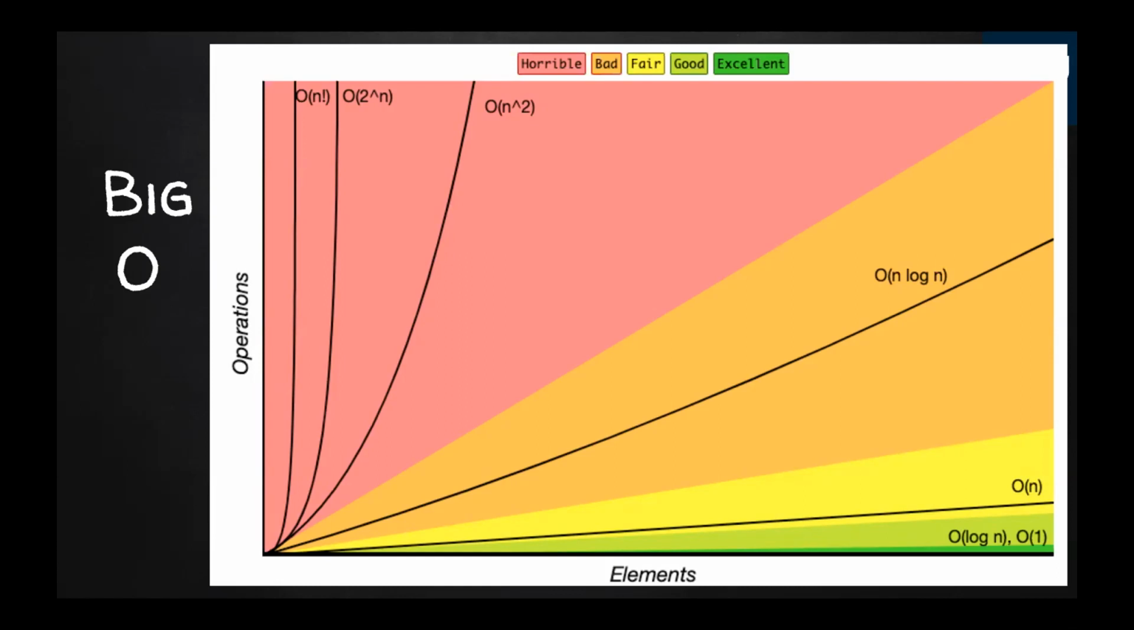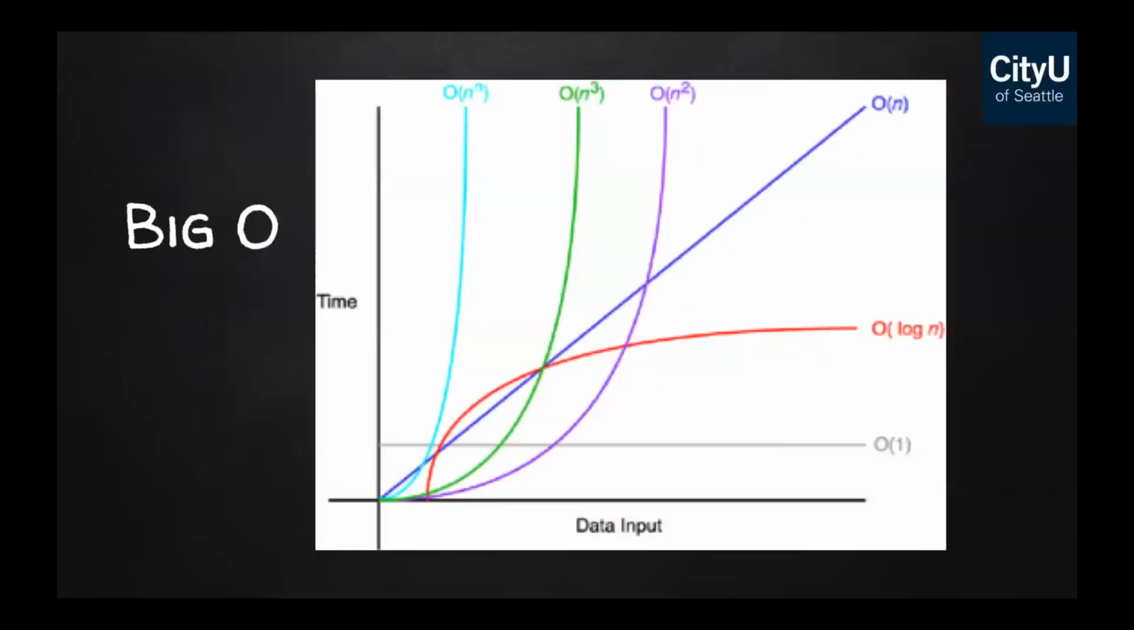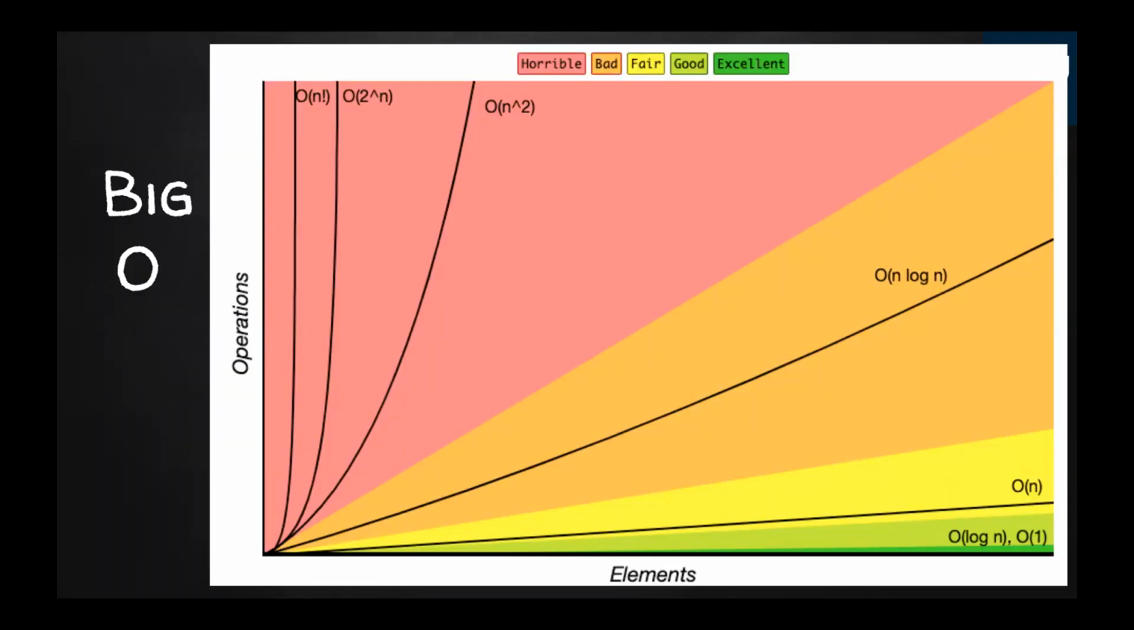Again, this is elements. A while ago, we showed that the x-axis is your data input, and the y-axis is time, which is the number of operations or steps, and the number of elements is the data input. Again, just to emphasize, even though we always say that it's time, we don't really measure the algorithm itself by time. We measure it by how many steps it would take.